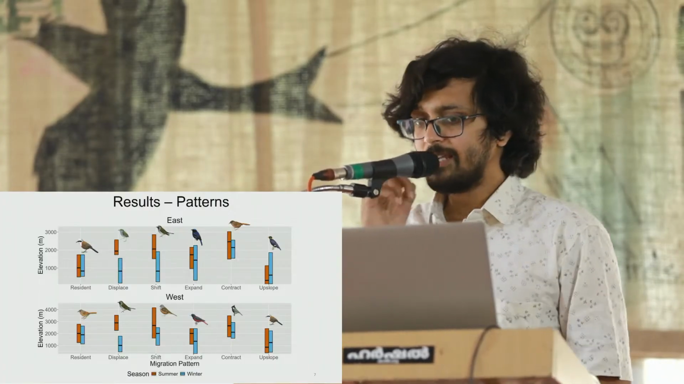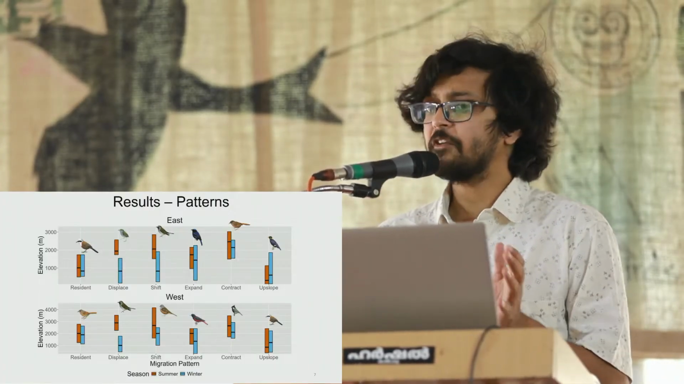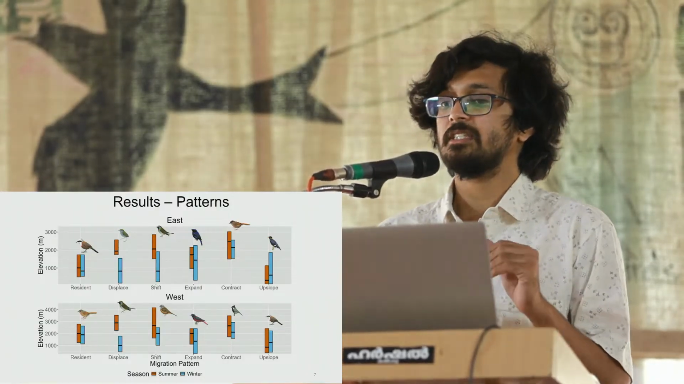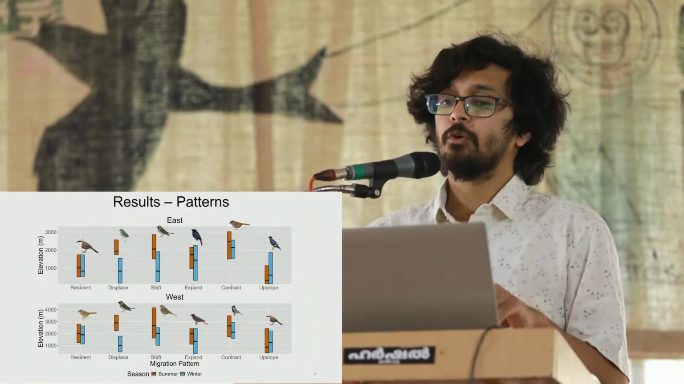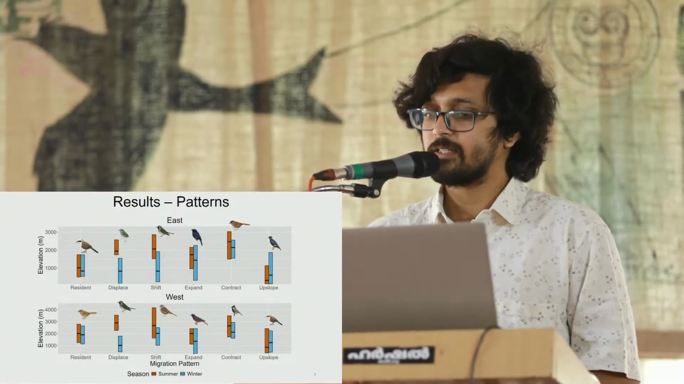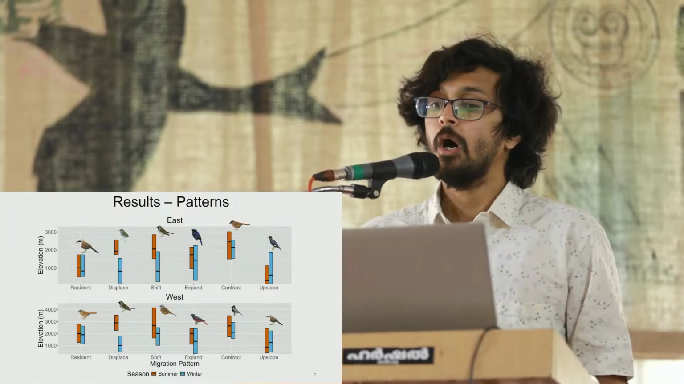And then finally, we had something called upslope migration. Very few species showed this, but it was interesting that there were some frugivorous species that actually moved up in the winter. So they bred at lower elevations, and in the winter they moved up. This could be because they were tracking certain fruiting resources. I'm not exactly sure what was happening here.